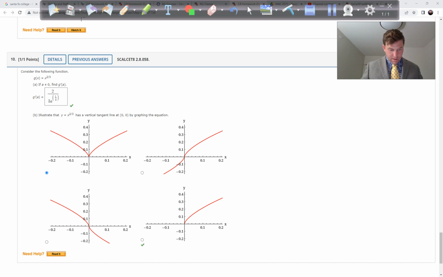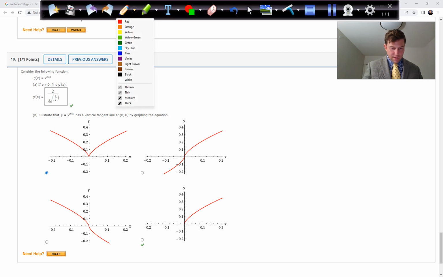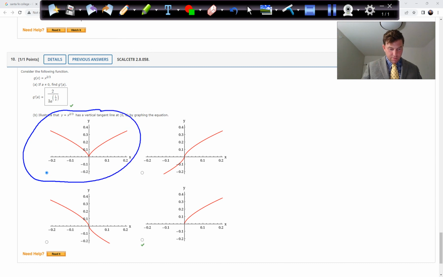And if you go to Desmos, you will see that y equals x to the 2/3 is this top left picture. So here's your function, x to the 2/3, and then you can see it has a vertical tangent line at 0, 0. So notice this is not differentiable right there, and that's the case of x being 0. So if you plug 0 in here for a, you get a divide by 0 error. So the derivative does have an issue there at that point. Okay, I think that's everything we need to show you for 2.8.